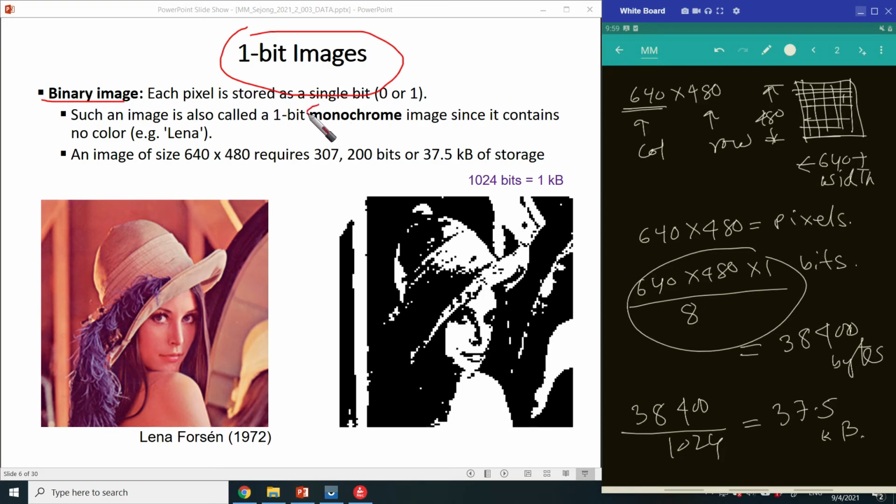This is also called a monochrome image. Monochrome image means single color, right? Actually there is no color here, only black and white. It means absence of light or presence of light. So that's why it is also called a monochrome image.